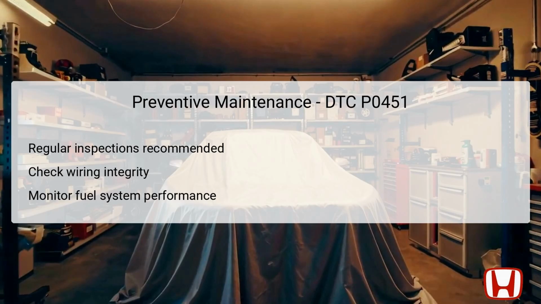Preventive maintenance is vital for the longevity and functionality of the fuel tank pressure (FTP) sensor and the broader EVAP system. Regular inspections are highly recommended to ensure that any signs of wear or damage can be addressed before leading to DTC P0451 or other similar codes. Technicians should specifically check the integrity of wiring connected to the FTP sensor, as deterioration can easily lead to communication errors between the sensor and the Powertrain Control Module (PCM).